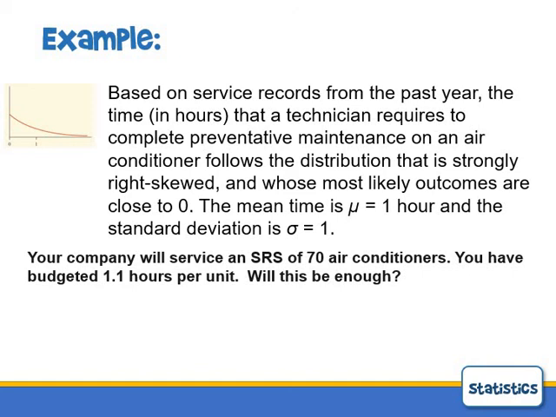So the way I'm going to try to answer that, which is a pretty open-ended question, is to use what we've learned here and look at the probability that X bar, the average repair time, is going to be less than 1.1. So if we take simple random samples here and look at the average, what's the chance that we're going to get an average less than 1.1? That would be one way of figuring out if it's enough time. Are we on average going to be able to finish the repairs on time?